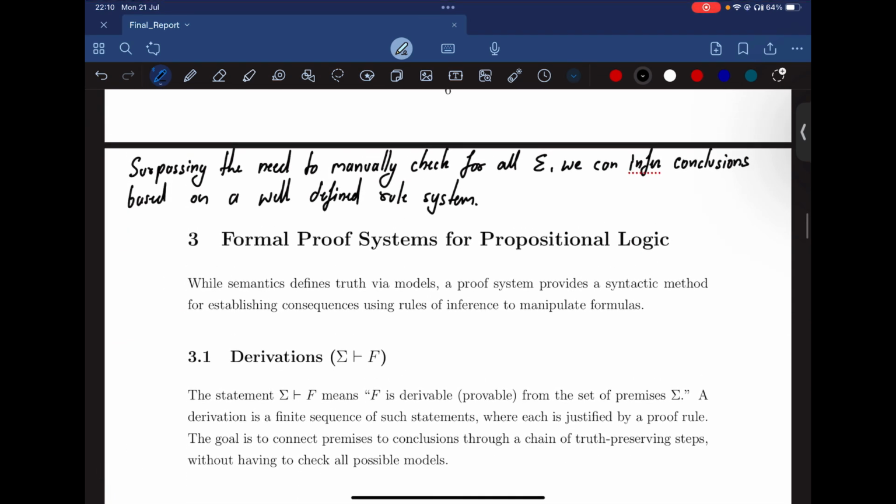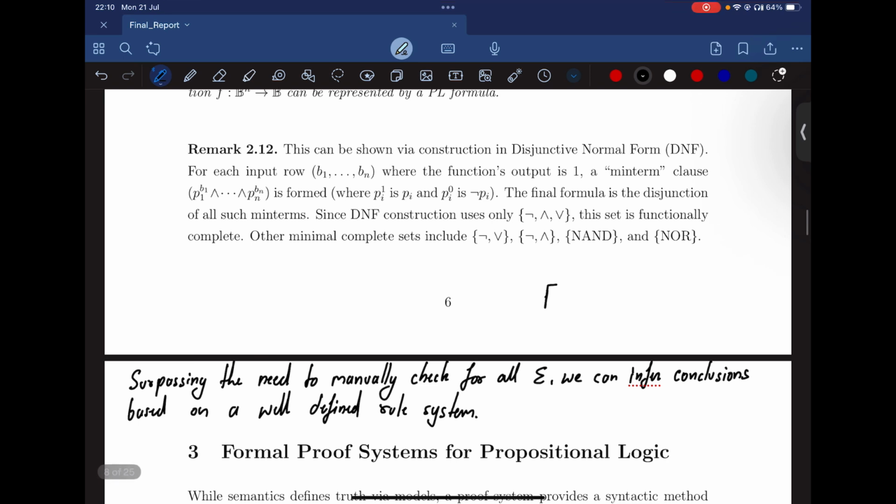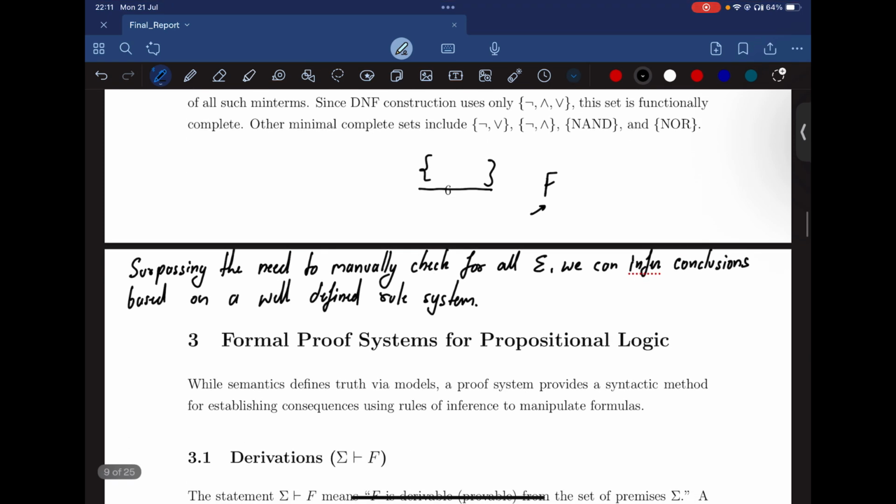Now we have the formal proof system for propositional logic. Essentially, till now, if we have something to check, let's say there's a well-formed formula F, and we are to check whether the formula is true given a set of other formulas, then we have to check all models which satisfy each and every one of the preceding conditions, and manually check whether they satisfy F or not. To surpass this, we can essentially infer conclusions based on a well-defined rule system.